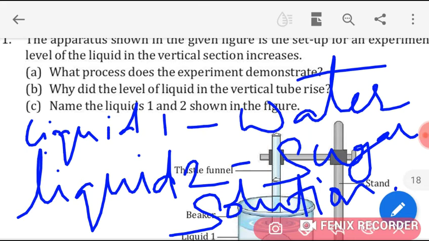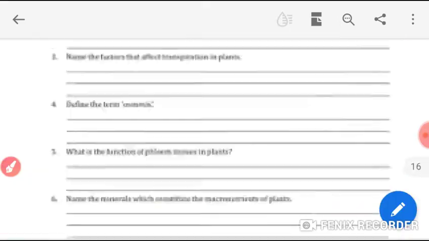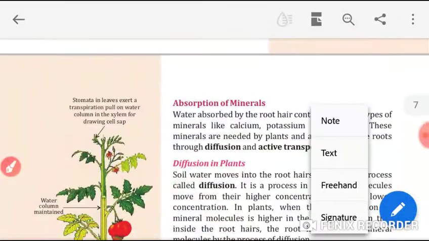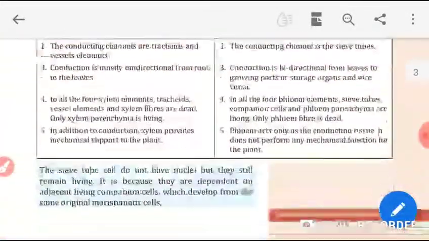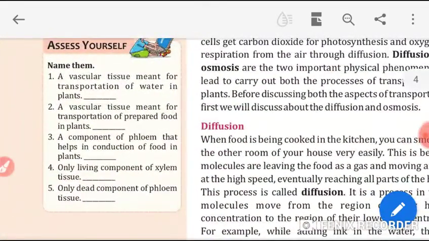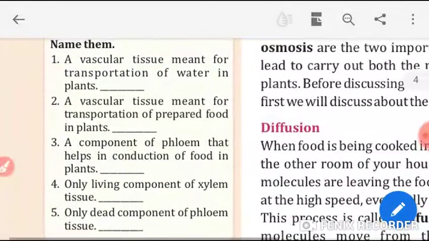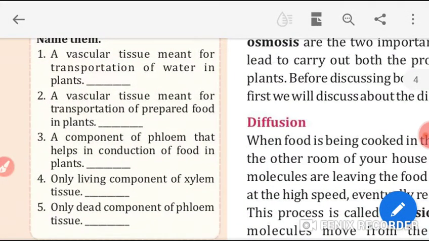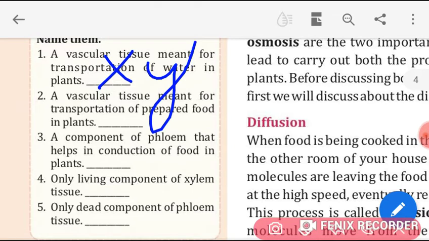Now students, come to your inside questions. Chapter's inside questions. Come to page number 4. Here Assess Yourself is given. Name them. So first we will start. A vascular tissue meant for transportation of water in plants. What is its answer? Xylem, X-Y-L-E-M.